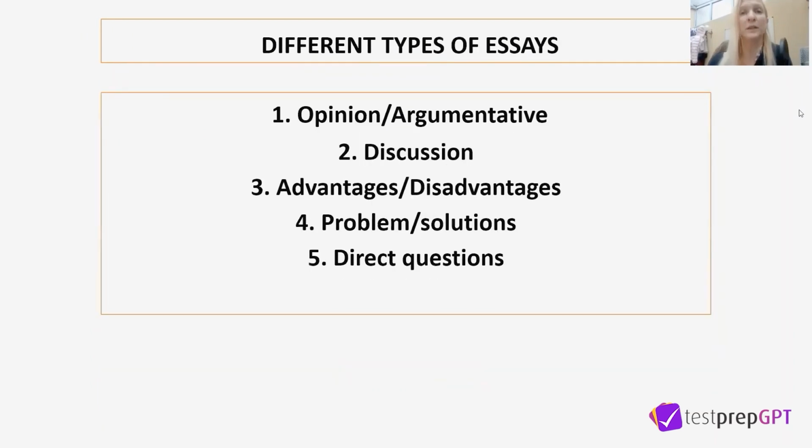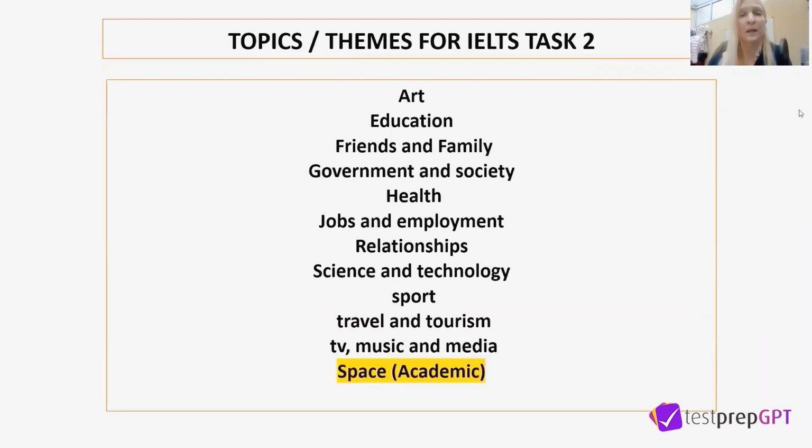So what are the different types of essays? Well, opinion or argumentative essays, discussion, advantage and disadvantage, problem solution, and then the direct question essay, which is also called the double question if there are two questions given in that essay. So generally, those are the 5 types of essays that you will see in writing task 2.